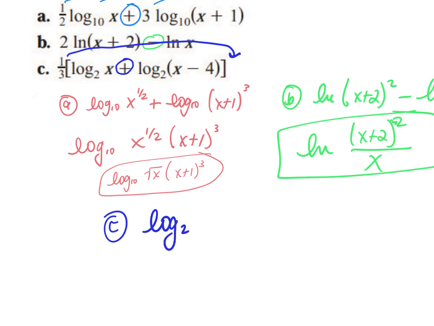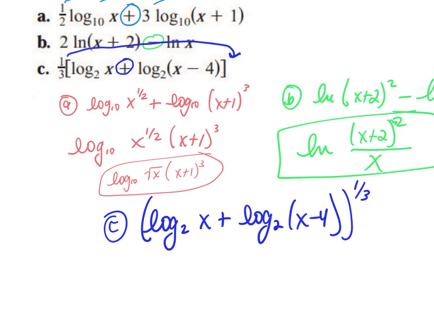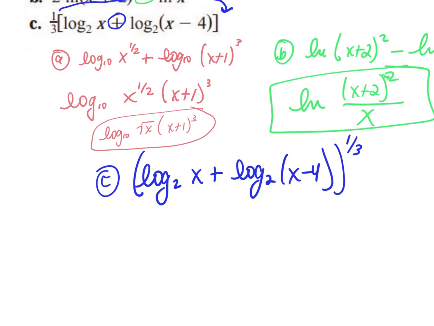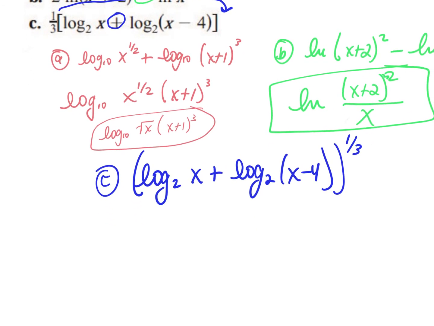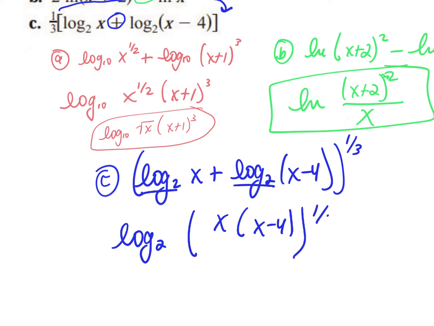So I'm going to rewrite this just so we can, I like to go step at a time. Log base 2 of x plus log base 2 of x minus 4. And all of that is raised to the 1/3 power, which at the end, the 1/3 power is the same as what? Not the square root. What do we call that? Cube root. Good. Okay, so now I'm going to rewrite this whole thing with what log? Just 1 log base 2. So I have x, what? No. X times x minus 4 raised to the 1/3 power.